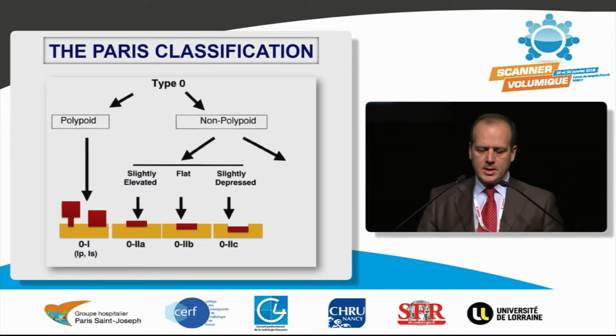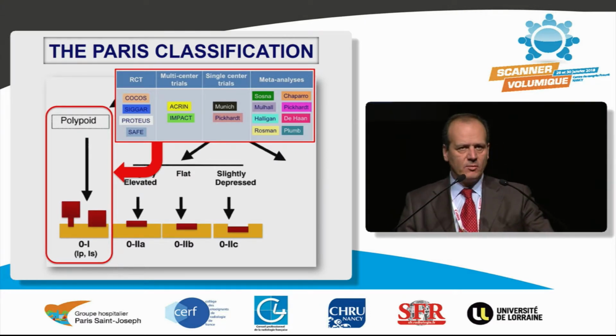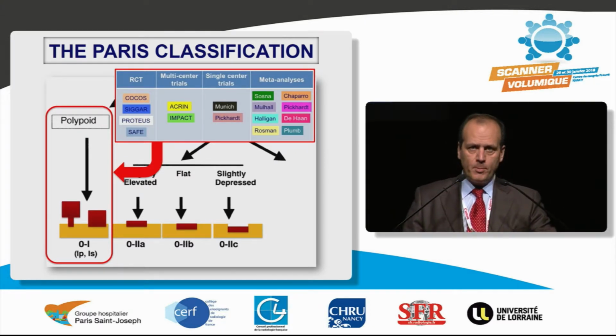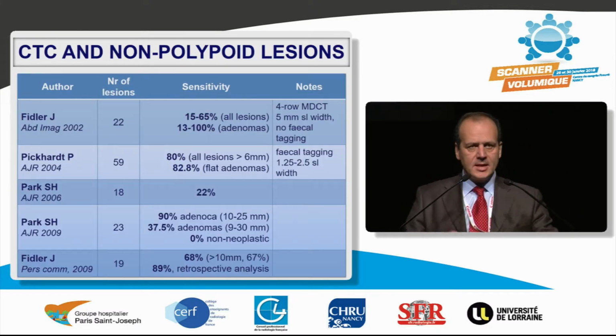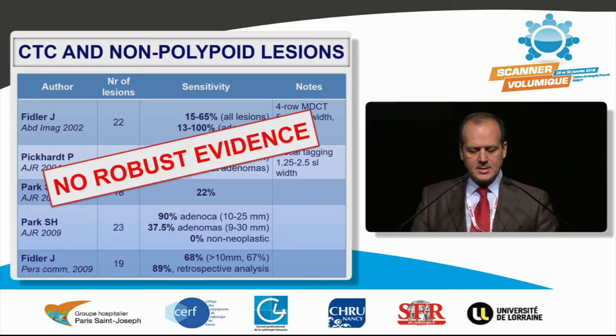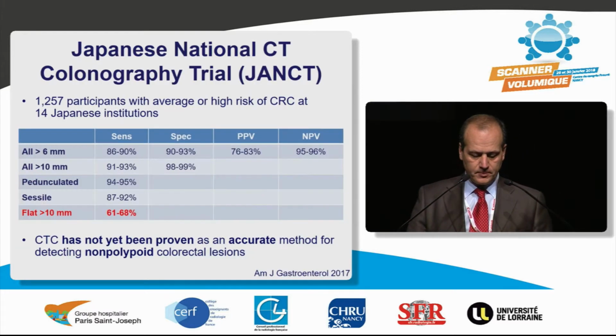The second point is, do the results I showed you apply to any kind of lesion? Well, they apply to polypoid lesions. So we are very good at detecting polypoid lesions. But what about non-polypoid lesions, flat lesions? Well, honestly, if I look at the literature, I must conclude that there is no robust evidence to tell you how good CT colonography is for the detection of non-polypoid lesions.